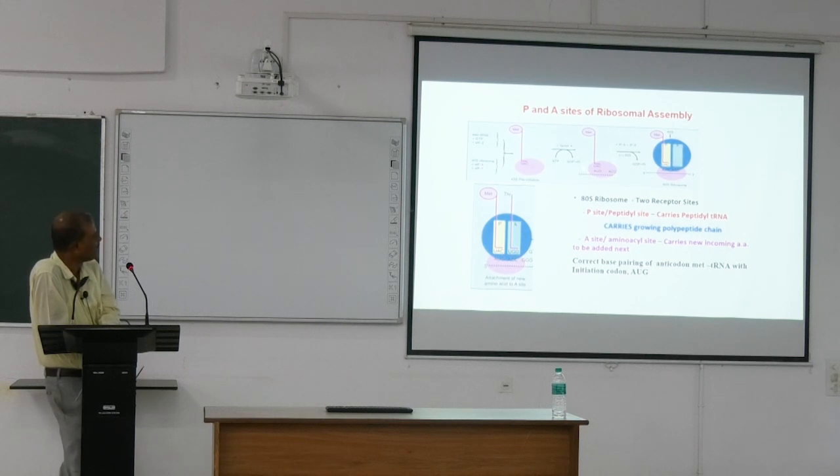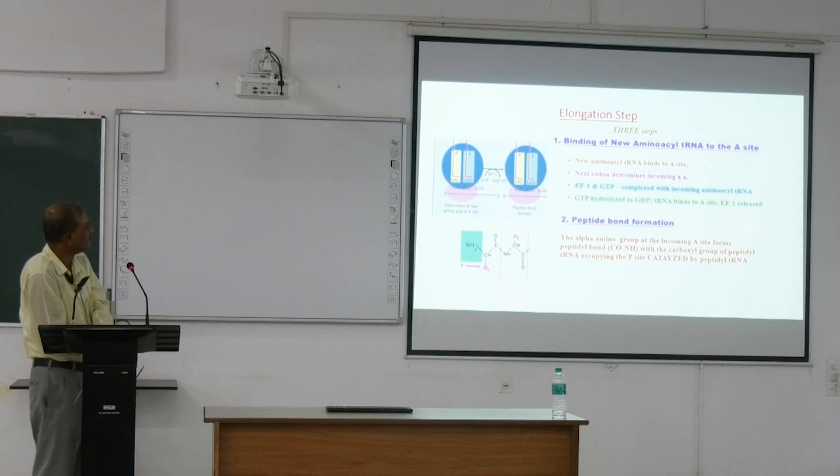The P site is called the peptidyl site, which carries the growing polypeptide chain, and the A site is the aminoacyl site, which carries the incoming amino acid. The correct base pairing occurs here between the methionine tRNA and the initiator codon. This is a new attachment at a new site.